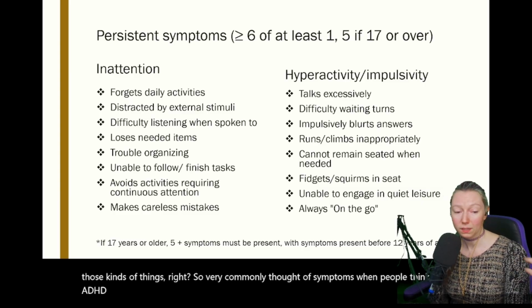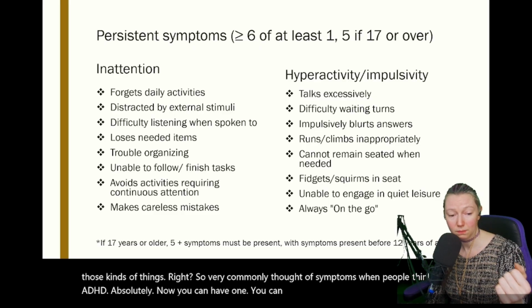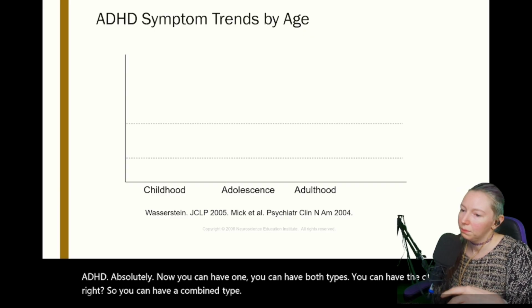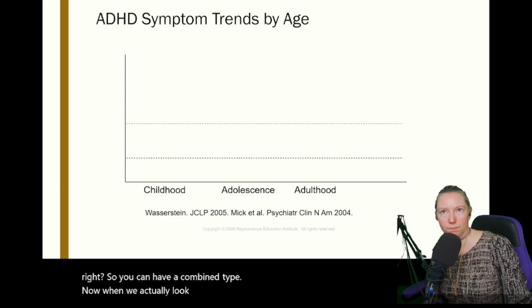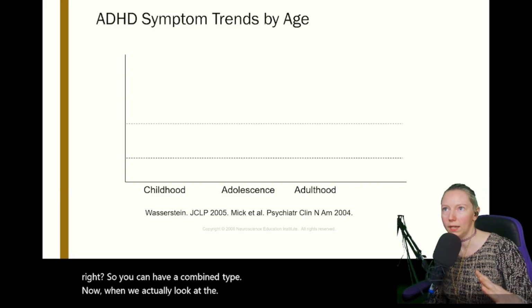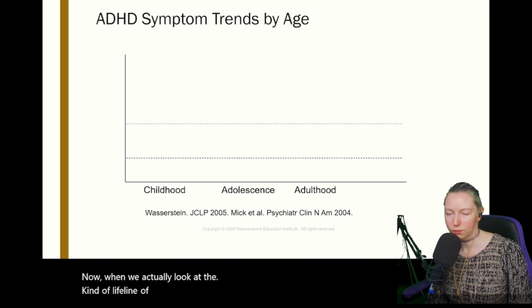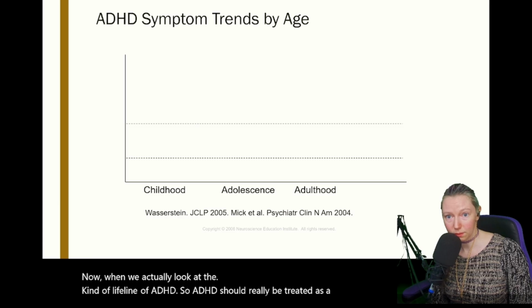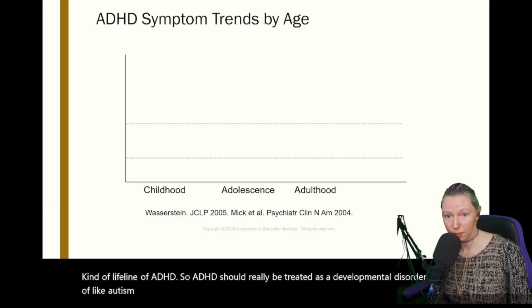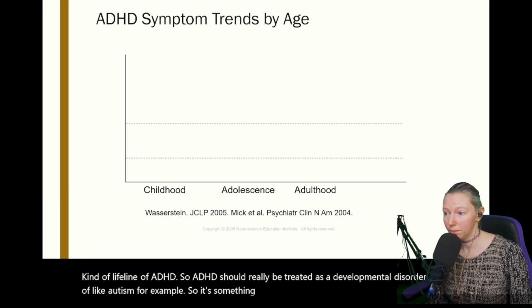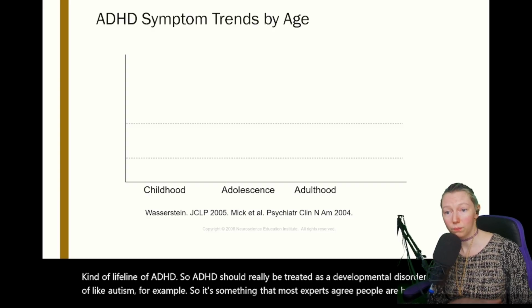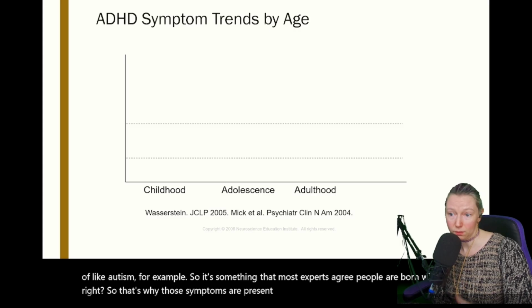Absolutely. Now you can have one, you can have both types, you can have the other, right? So you can have a combined type. Now, when we actually look at the lifeline of ADHD, ADHD should really be treated as a developmental disorder, kind of like autism, for example. So it's something that most experts agree people are born with, right? So that's why those symptoms are present during the developmental period.